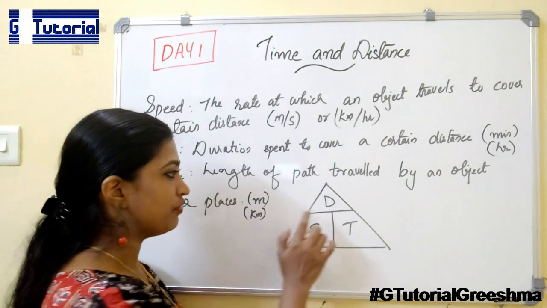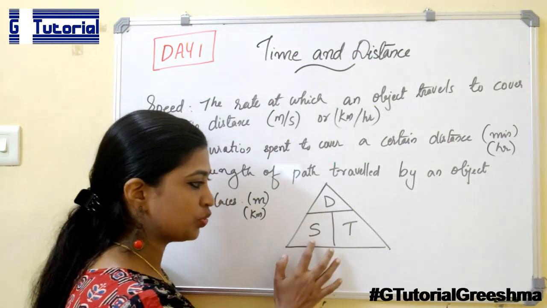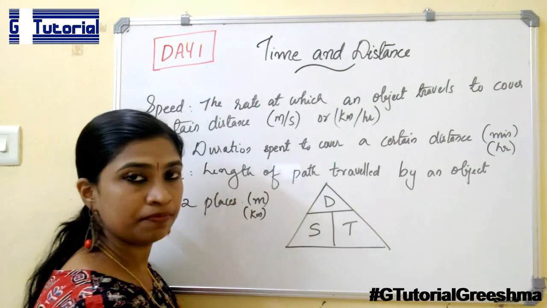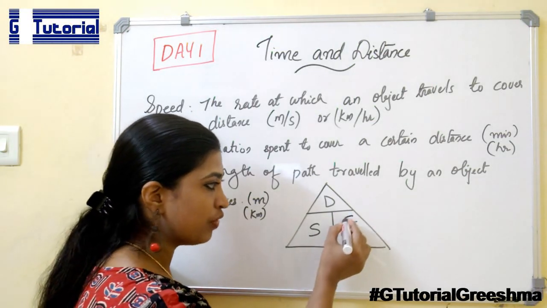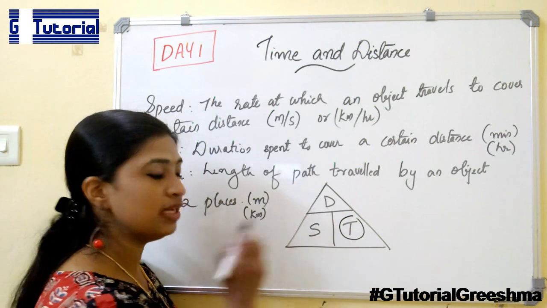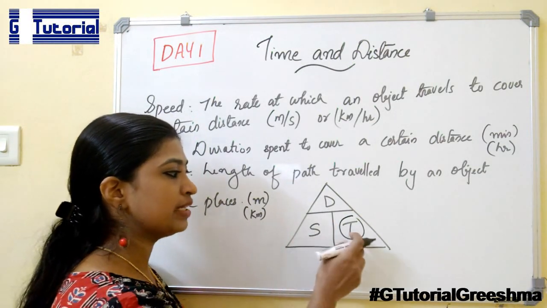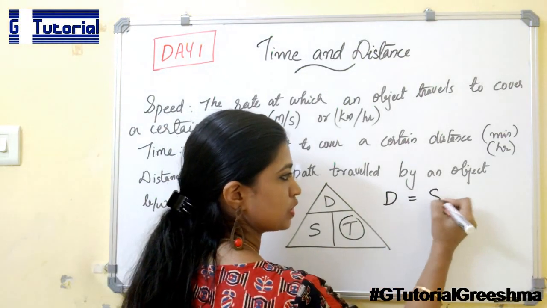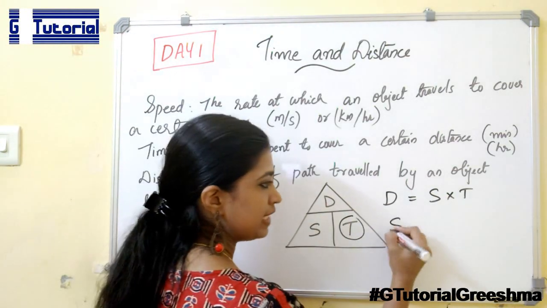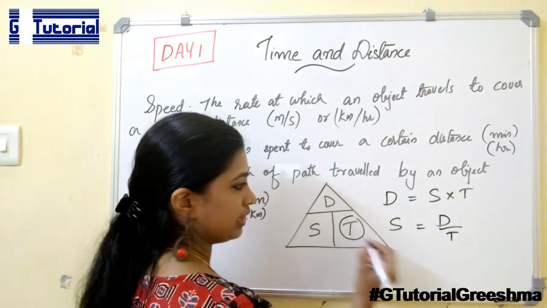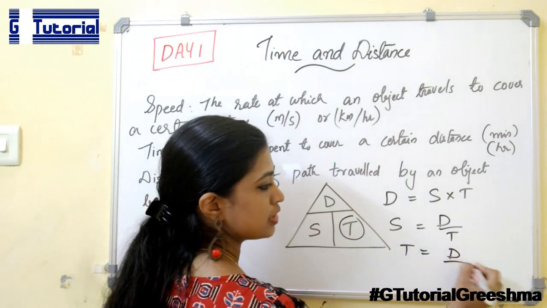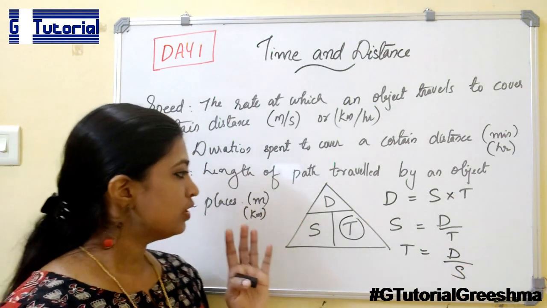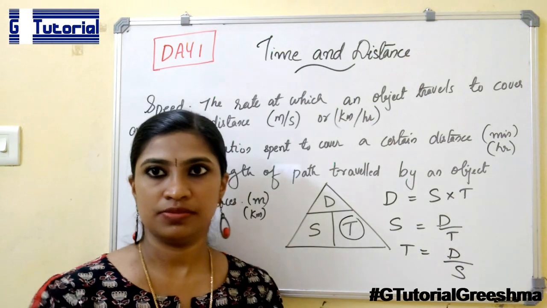Just remember this triangle. If distance is given and we are asked to calculate speed, time is also given, then speed is equal to distance divided by time. And if we are asked to find time, then time is distance by speed. Or you are given speed and time and you have to calculate distance, then it is speed into time. That is, there are 3 main formulas. Distance is equal to speed into time. Speed is equal to distance by time, and time is equal to distance by speed. If you memorize this, then every problem from this will be very easy for you. Now we can do some problems based on this.